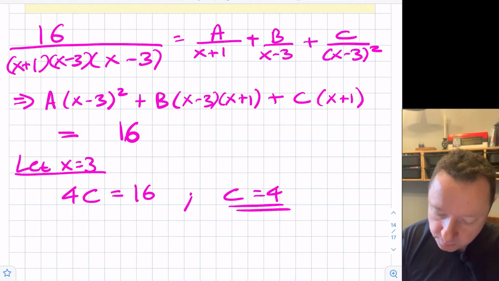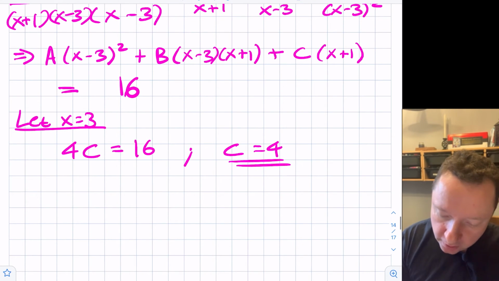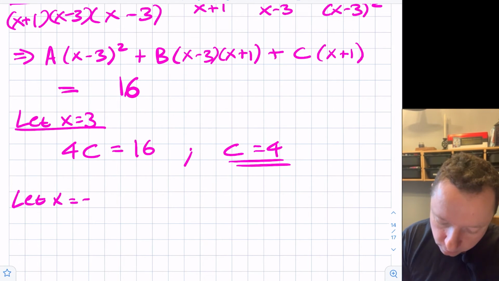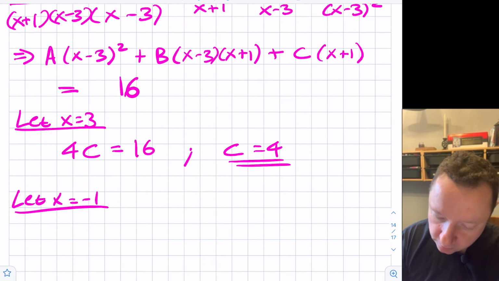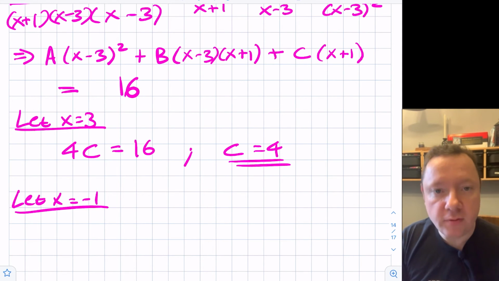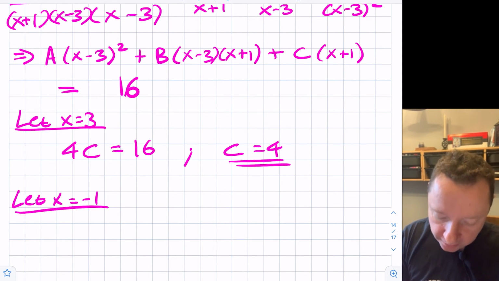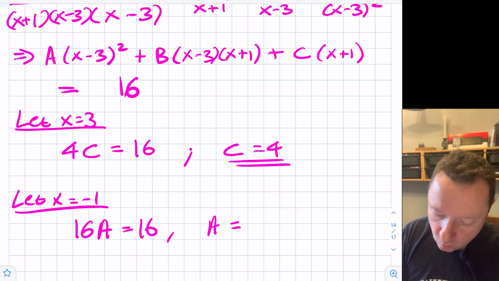Nice and simple there. We can pick another value for x. We could pick the number -1. If we do that, you can see that this goes and this goes, leaving just a minus 1 take away 3 is minus 4. If we square that, you get 16. So you get 16a equals 16, or in other words, a equals 1.